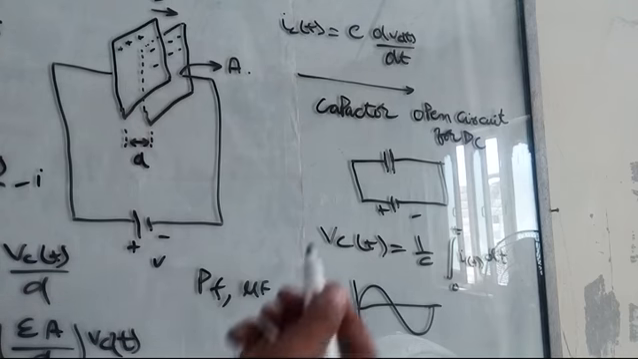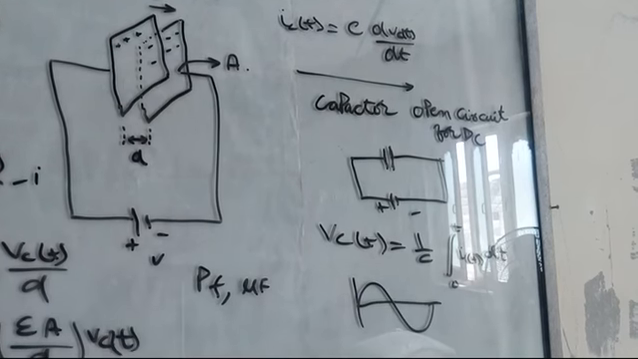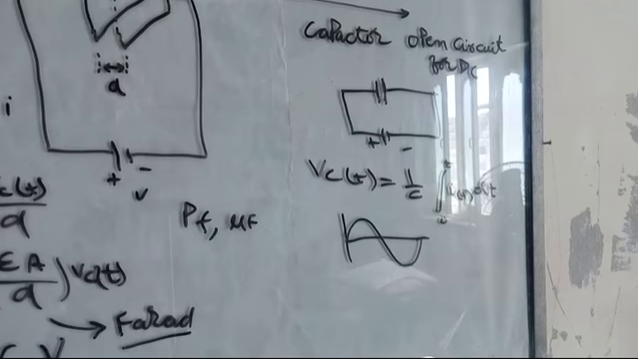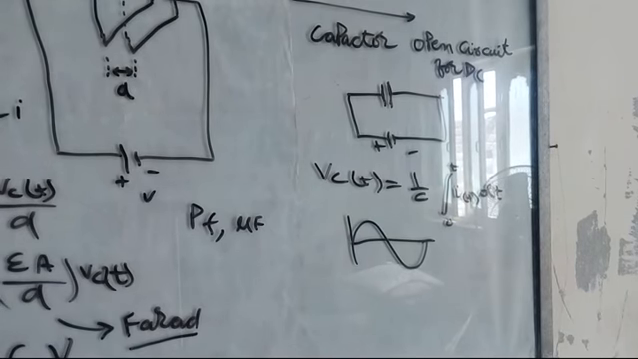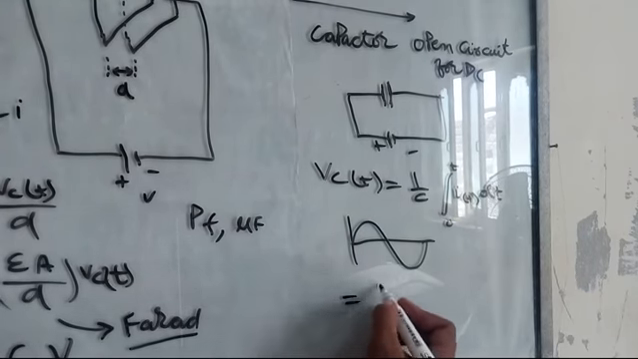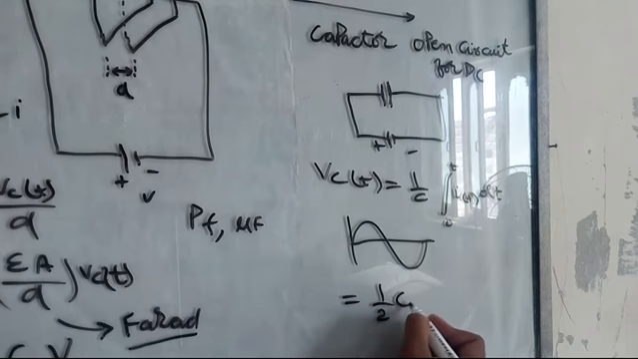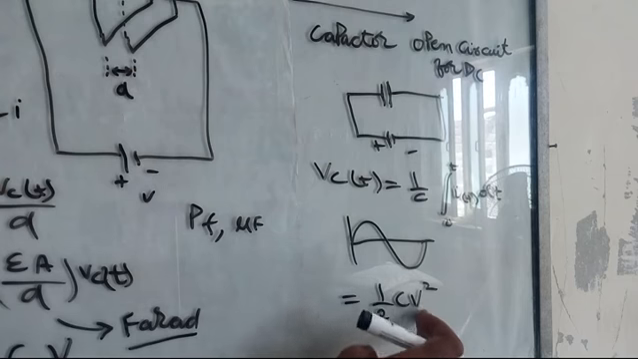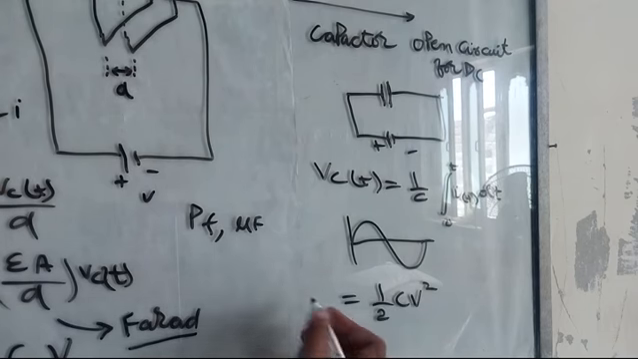And the energy stored in the capacitor can be found using the formula: energy stored is equal to 1/2 CV squared. The voltage across the capacitor squared, multiplied by C divided by 2, will give us the energy stored in the capacitor.